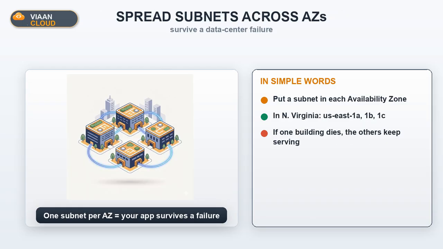Now, one subnet isn't enough, because a subnet lives in a single availability zone, a single physical building. If that building has a problem, everything in that subnet goes with it. So the pattern is, create the same kind of subnet in 2 or 3 availability zones in Virginia, that's us-east-1a, 1b, and 1c, and run a copy of your app in each. Now, if an entire data center goes dark, your users barely notice, because the other zones keep serving. That's how you go from a hobby project to something that actually stays up.